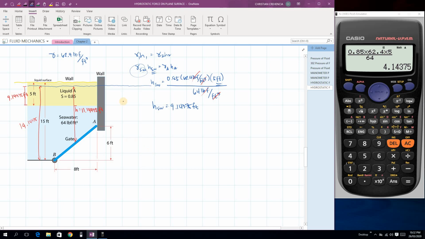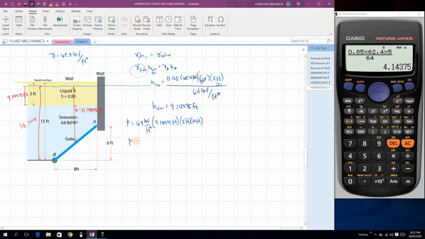So solve natin yung hydrostatic force F. So lahat ngayon yan is-assume na natin na 64 pound force per cubic foot or parang seawater na lang lahat kasi nga kinonvert na natin tong liquid A. So 64 pound force per cubic foot. So that's gamma. H bar natin is 11.14375 H bar. Then yung area natin is 5 feet by 10 feet pa rin.